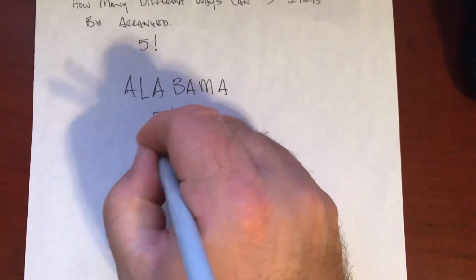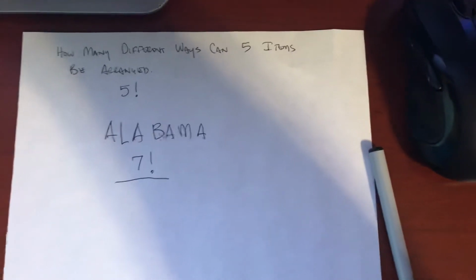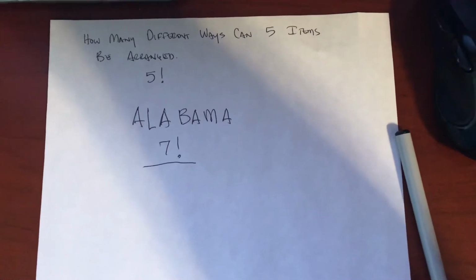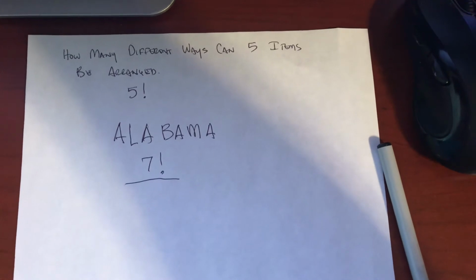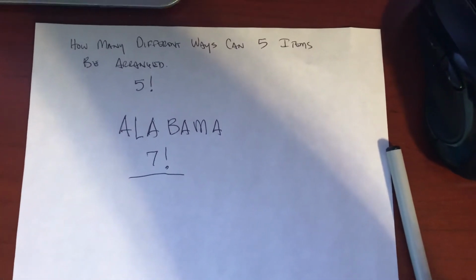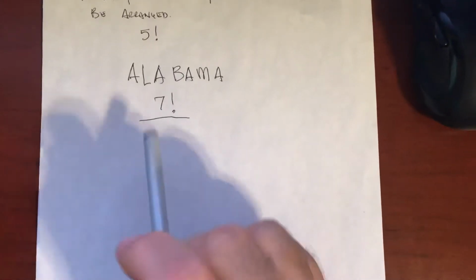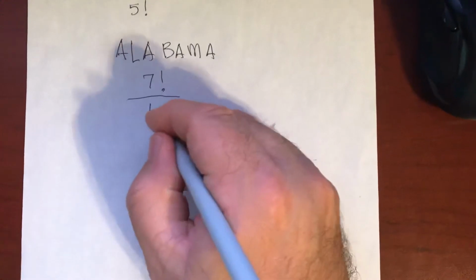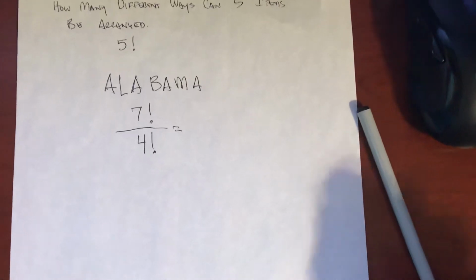So it's 7 factorial. Now, because one letter, the letter A, is used 4 different times, that means that we have a repeated character. So when you do a permutation with a repeated character, then you have to divide the factorial by, let's see, the letter A is in here how many times? 1, 2, 3, 4. 4 times. So this is going to be 7 factorial divided by 4 factorial.